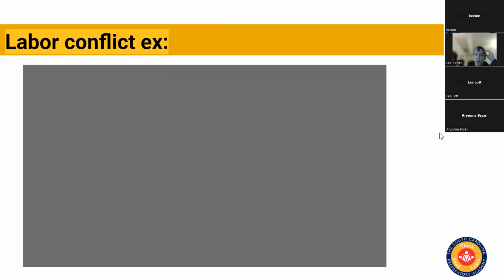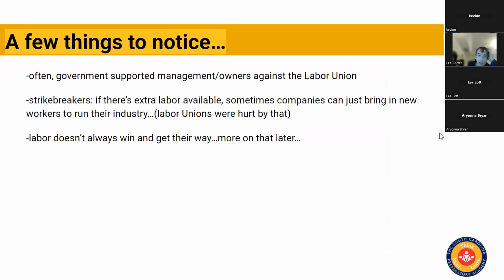I think the few things to notice from this is that, one, it is frequently the case that the government supported the management and the owners against the labor union. And two, if there's extra labor available, they can break the strike, bring in new workers to run the industry. So the labor unions are hurt by that. So the labor doesn't always win and get their way.